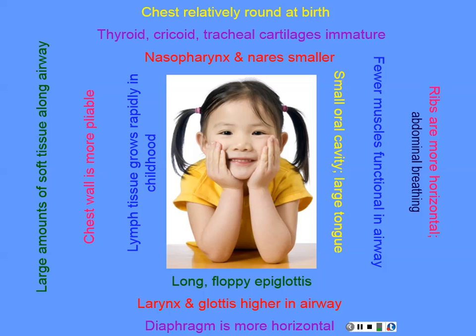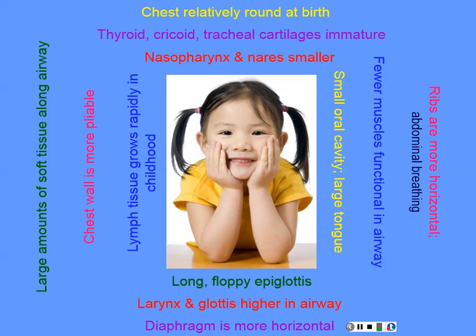So we know with kids they breathe faster, right? Why? Anybody? Not necessarily smaller lungs, but their airway is smaller. If you're trying to breathe through a straw, there's more resistance, right? So they're having to breathe at a faster rate because of the increased resistance.